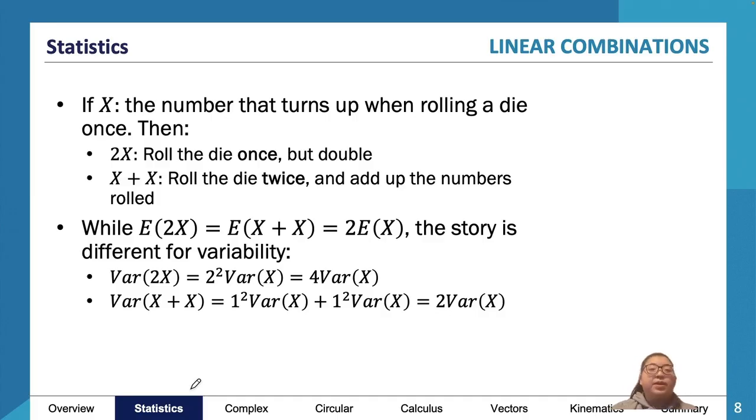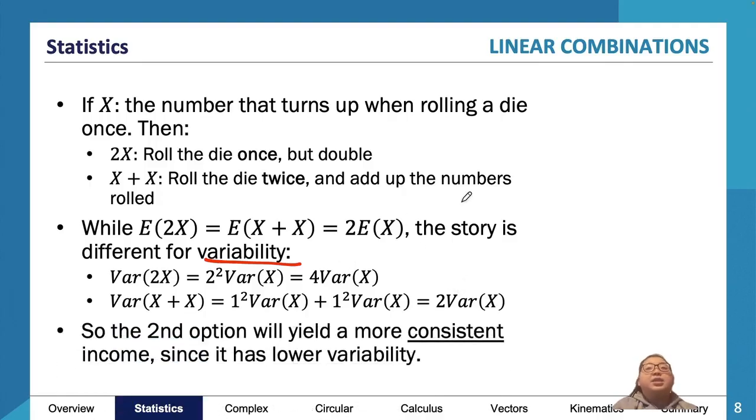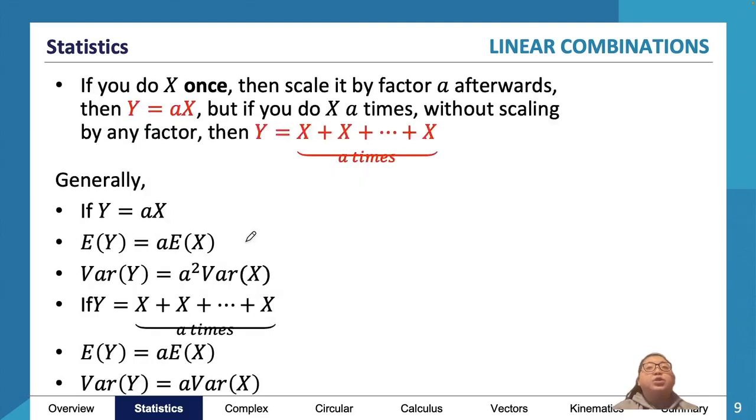But the story here is a little bit different if we talk about variability or variation. The reasoning behind that is because if we have 2x, what we have to do is square the coefficient, so we'll end up with 4 var(x). Whereas if we have 2 variables being added together, we just add them together, so we'll have var(x) plus var(x), which works out to be 2 var(x). So therefore we can see from there that the second option would give us a more consistent outcome, or lower variability.